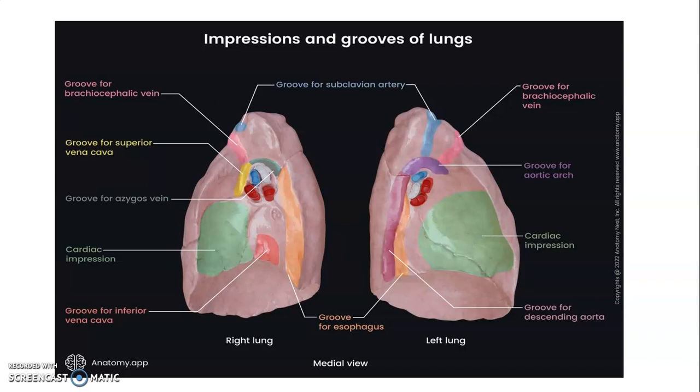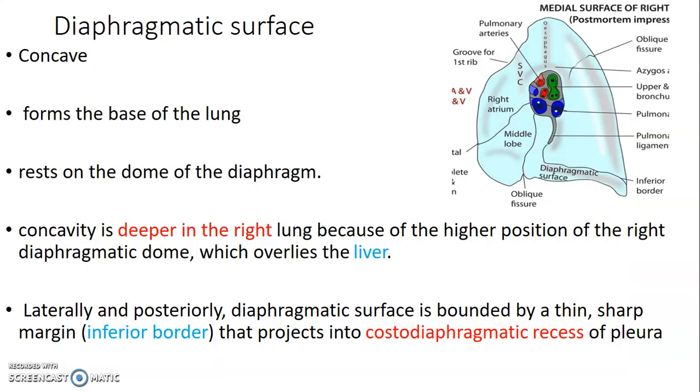In our last lecture we discussed the impressions and the grooves on the mediastinal surface of the lungs, and I said you need to pause and be able to understand which structures groove which part of the mediastinal surface of the lung, because that's examinable in your steeplechase practical exams. So we move to the diaphragmatic surface of the lung.